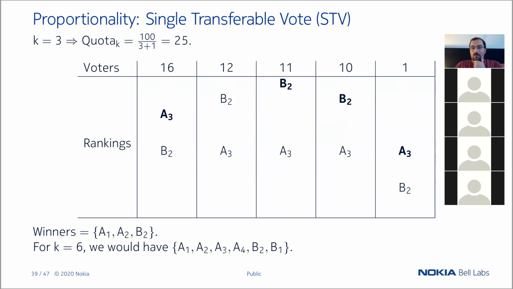Similarly, you can do the computation. If you choose a quota equal to 6, you will also have 4 candidates of type A and 2 candidates of type B. And generally speaking, STV meets proportionality.